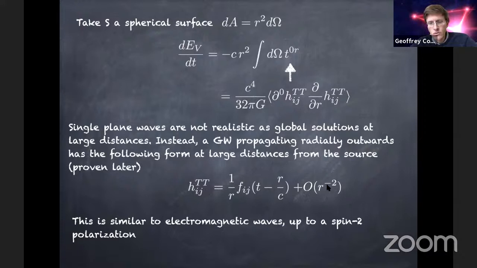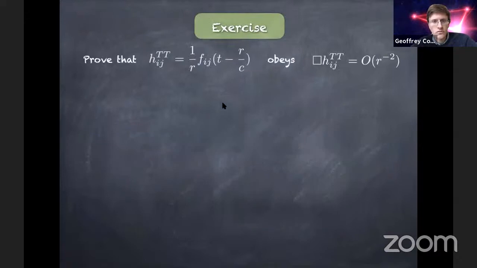So this is the right behavior of order r to the minus 2. It's not totally obvious that plane waves resum to this when you have a spherical wave, but you have to study a bit the spherical wave, to see that it is a spherical wave. We can just check that it obeys this. So the proof is not that difficult. I'll give you a minute to check it.